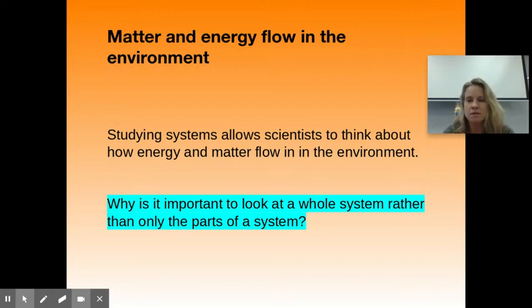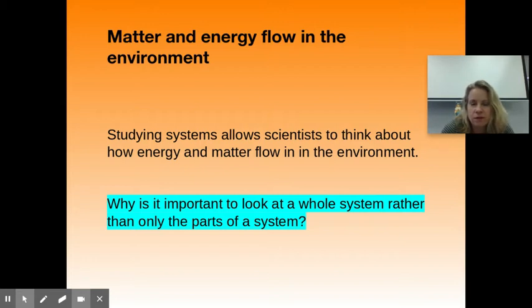So think about, why is it important to look at a whole system rather than only the parts of the system? So why wouldn't we look at just one part? Like, for example, the positive and negative feedbacks that you guys are looking at in class. So why don't we just look at a small little portion? Why do we look at the entire picture?